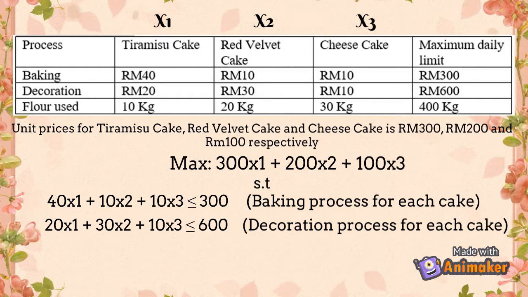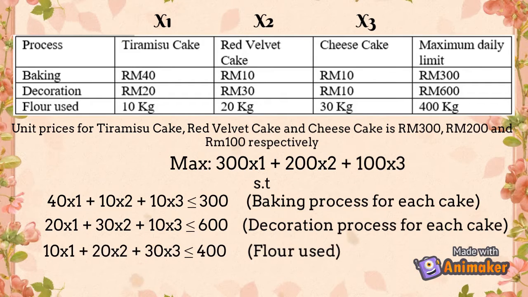Dan untuk constraint terakhir, flour used, 10x1 plus 20x2 plus 30x3 less than and equal to 400. Okay, yang last sekali adalah x1, x2 and x3 is more than and equal to 0.